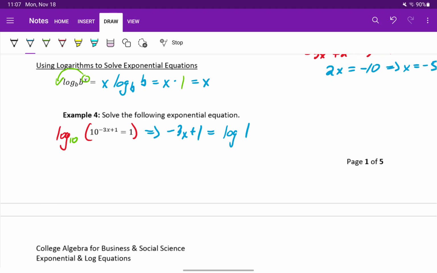The log base b of 1 is always equal to 0, so we'll get negative 3x plus 1 is equal to 0. And keep in mind, if you forget that property, you can always rewrite this as 10 to some power has to equal 1. The only value there that would work would be 0. And then we'll solve from there. By subtracting 1 from both sides, we'll get negative 3x is equal to negative 1. So x is equal to 1/3.